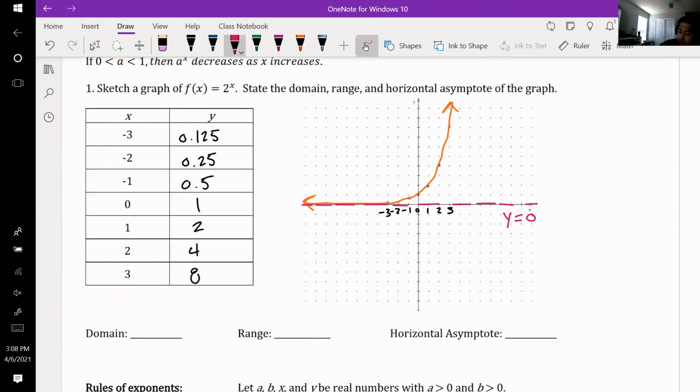Our domain, as stated by the properties above, the domain of any exponential function is the set of all real numbers. The range of a basic exponential function, such as 2 to the x, is going to go from 0 to infinity. And our horizontal asymptote, from what I just drew, is going to be y equals 0. Okay. Any questions on that?